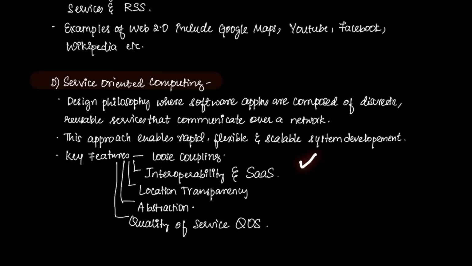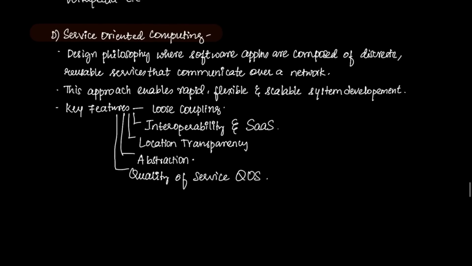Then you have interoperability and software as a service. So services can be written in different programming languages, deployed on different platforms, but still they can interact with each other easily. Then software as a service means multiple software could be created and used accordingly, like Google Documents, Salesforce, and so on. So here we need not worry about the infrastructure.